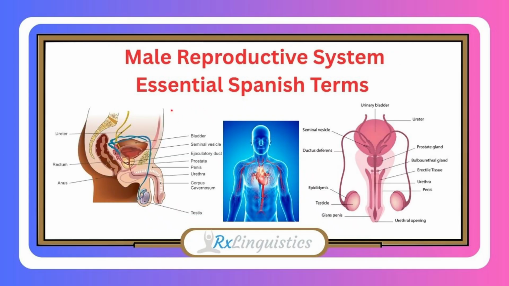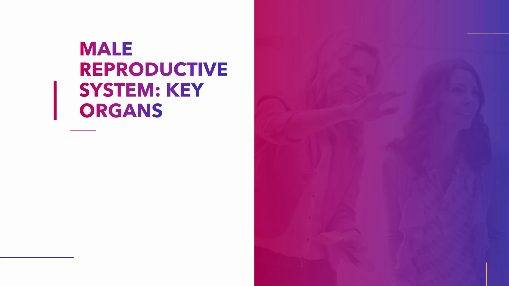Next, we will be discussing the essential Spanish terms of the male reproductive system. In this order, we will be discussing the key organs, the main physiological processes, and the most common disorders. Let us now discover together the key terms for the key organs of the male reproductive system.